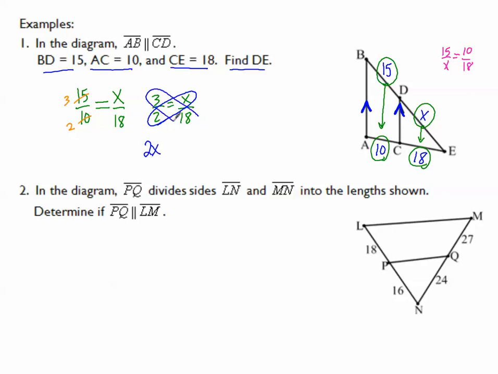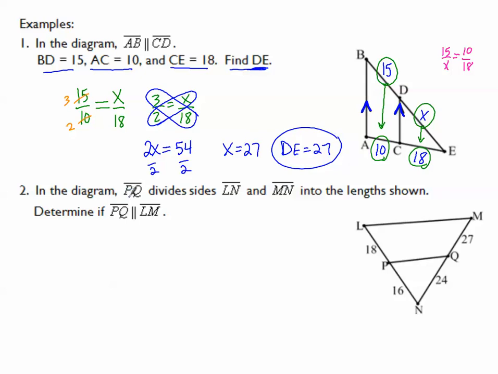2X equals 3 times 18, 54. And dividing both sides by 2, X equals 27. Well, they said find DE, so I will write DE equals 27. Let's look at the next one.